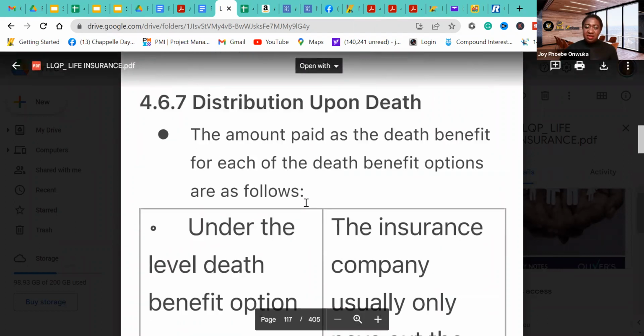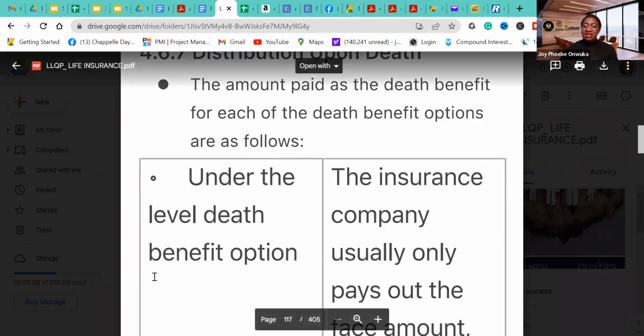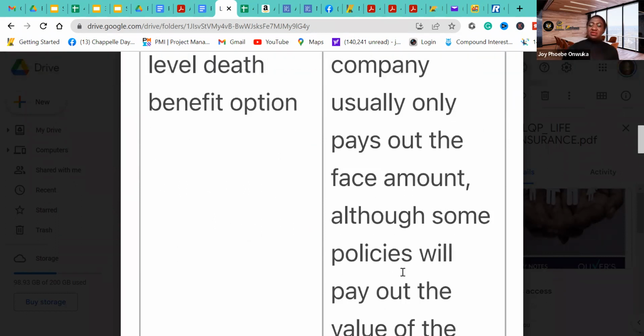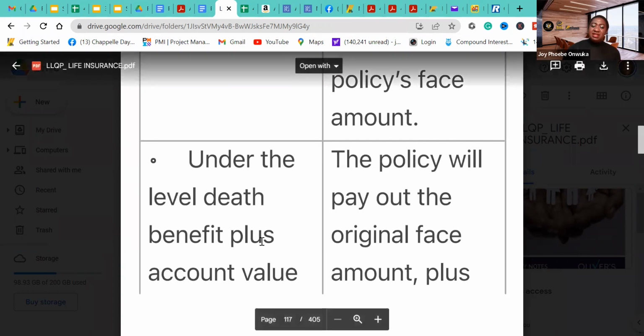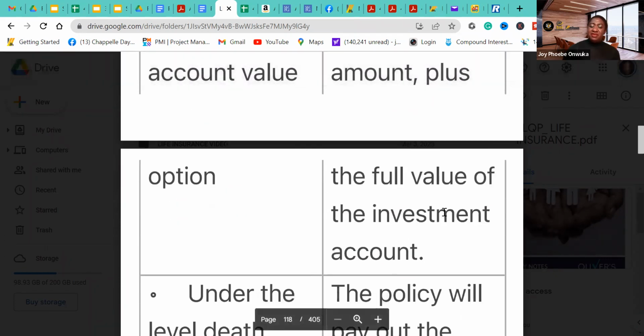Distribution upon death. The amount paid as the death benefit for each of the benefit options are as follows. Under the level death benefit, the insurance company usually only pays out the face amount, though some policies will pay out the value of the investment account that exceeds the policy's face amount. Now, under the level death benefit account value option, the policy will pay out the original face amount plus the full value of the investment account.